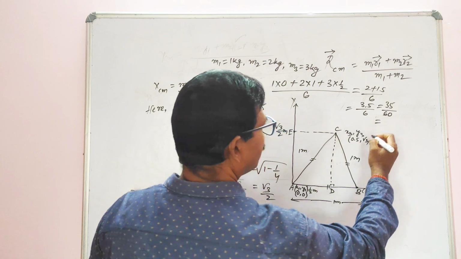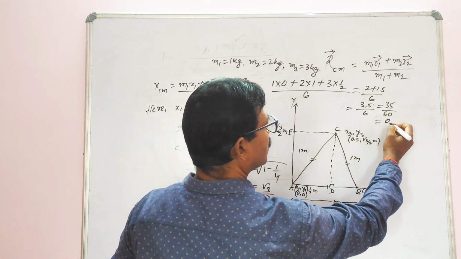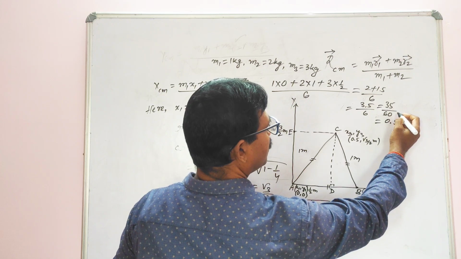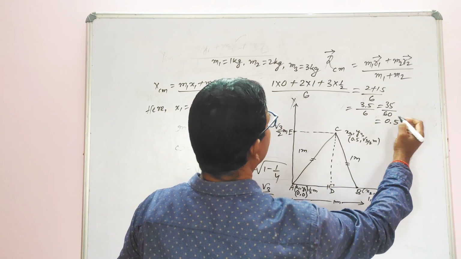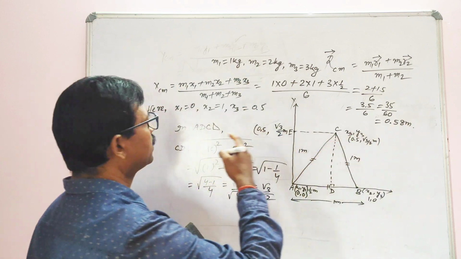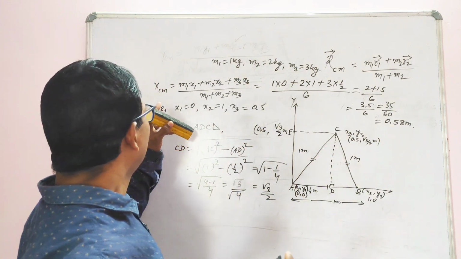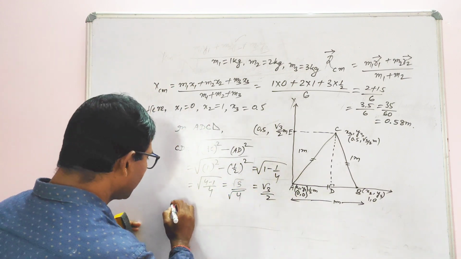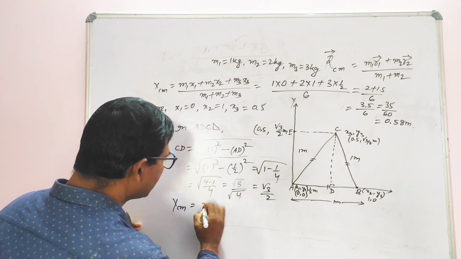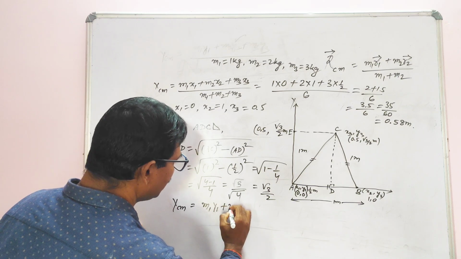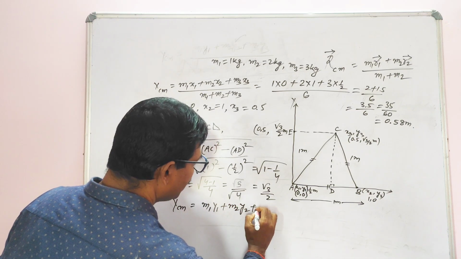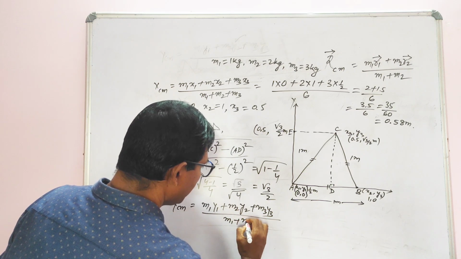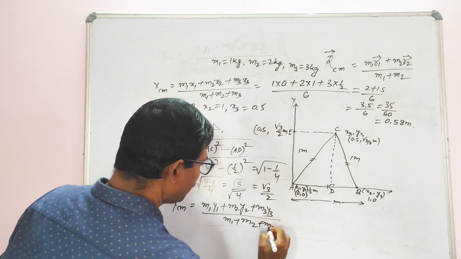So 35 by 60, if you give that in decimal, it is 0.58. So now you are getting this one, XCM, the coordinate along the x-axis. Similarly, YCM is equal to M1 Y1 plus M2 Y2 plus M3 Y3 divided by M1 plus M2 plus M3. Okay.